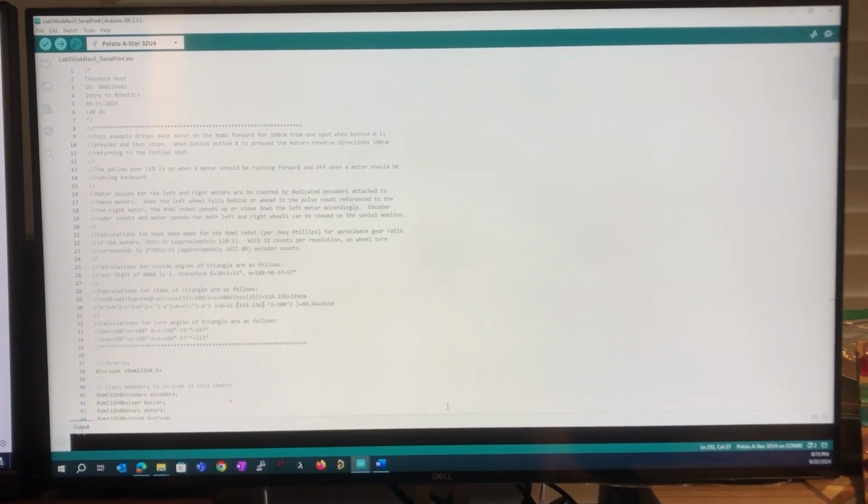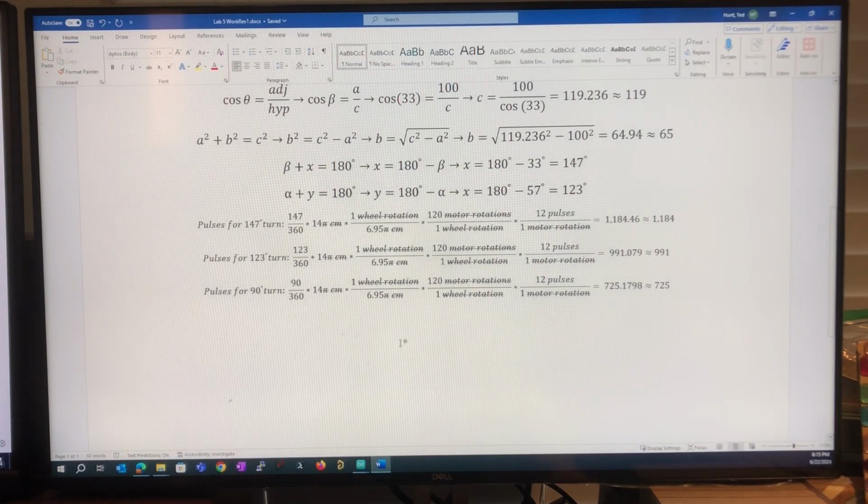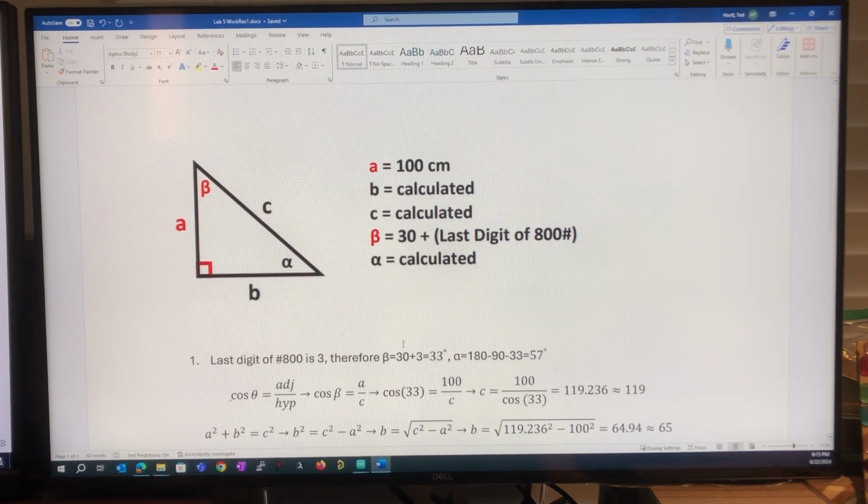This is my code for LAB05. Before I go too deep into it, I want to go over the calculations that we need to make beforehand. So our robot will need to travel in the shape of a triangle. We know that our side A is going to be 100 centimeters.